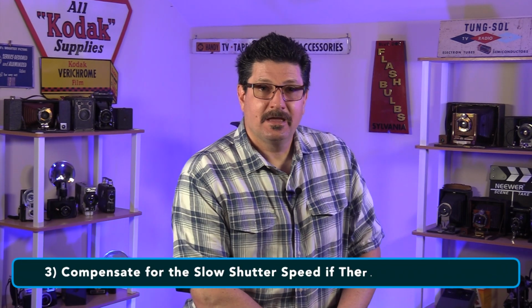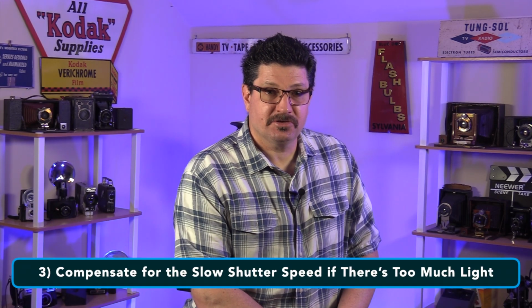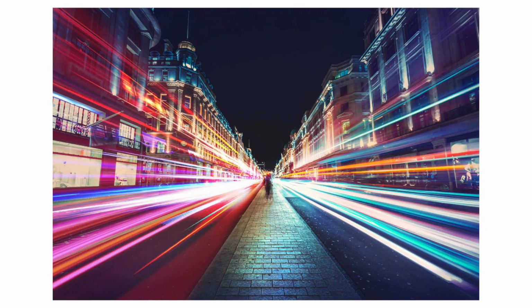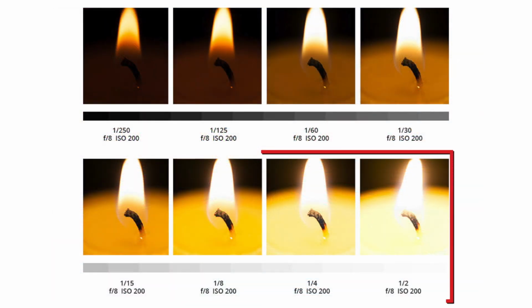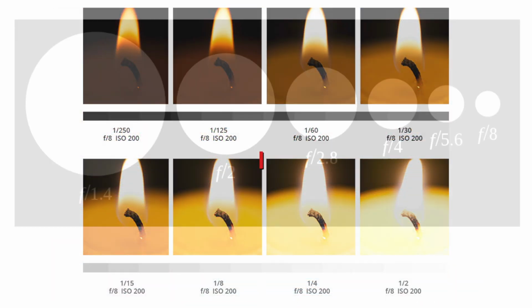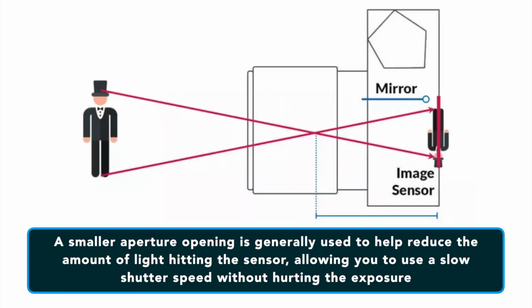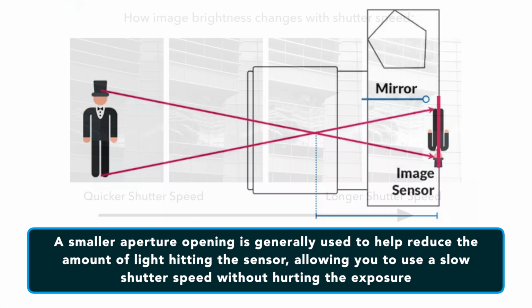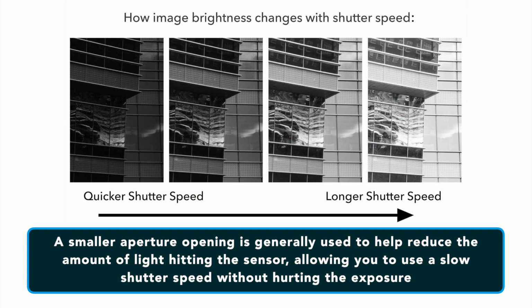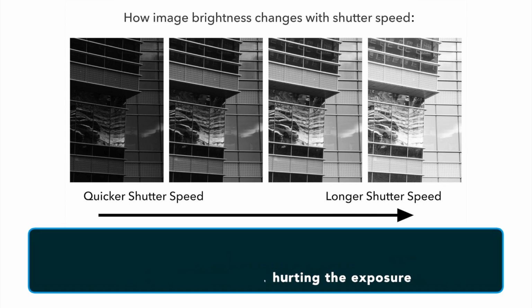Number 3, compensate for the slow shutter speed if there's too much light. Since your shutter speed is going to be left open longer than normal to capture some blur, you may need to compensate for the extra light. A smaller aperture or a bigger f-stop number is generally used to help reduce the amount of light hitting the sensor, allowing you to use a slow shutter speed without hurting the exposure.